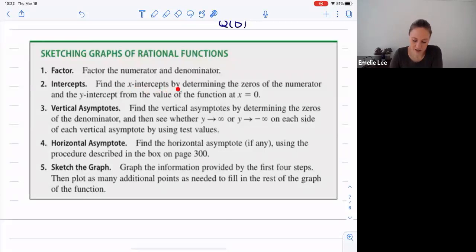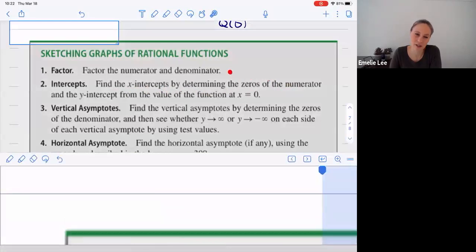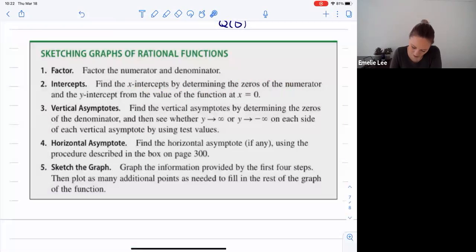Then I'm going to find the X-intercepts by determining the zeros of the numerator, right? And so that's why it's nice that we've factored it already. And then we're going to find the y-intercept from the value of the function at x equals 0. So it actually goes through and tells you what to do.